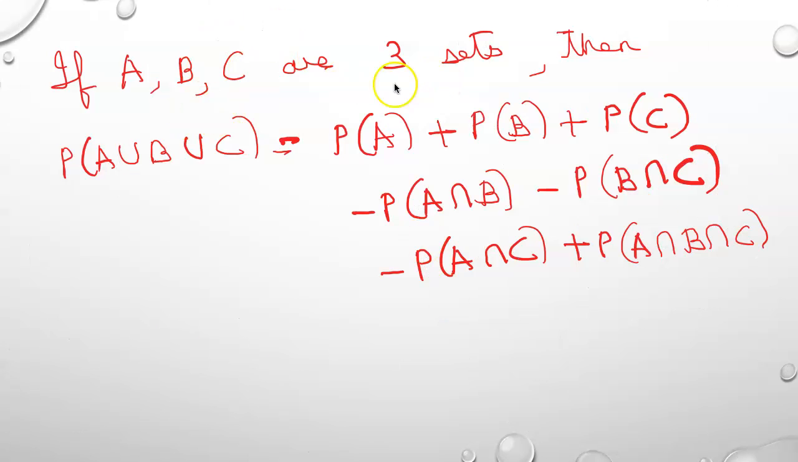And this is in 3 sets. If A, B, C are 3 sets, then probability of A union B union C is probability of A plus probability of B plus probability of C minus probability of A intersection B minus probability of B intersection C minus probability of A intersection C plus probability of A intersection B intersection C.